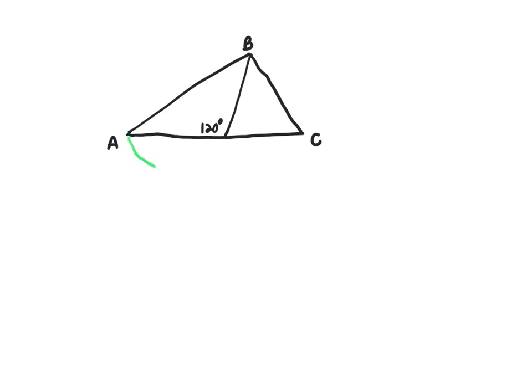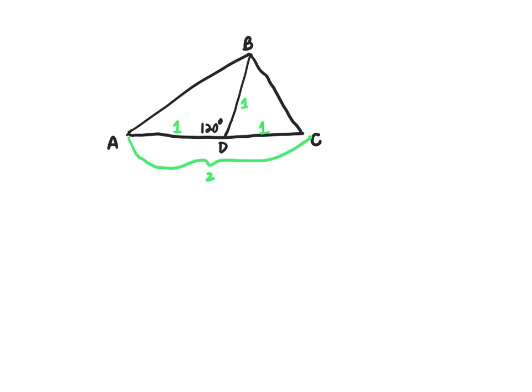We're told that AC equals 2. BD, where is BD? BD is here. BD is 1. And DC is 1. Okay. So we know this has to be 1 since AC is 2.